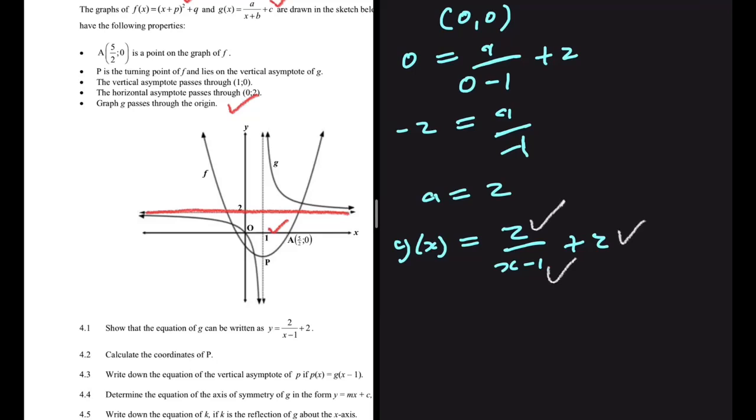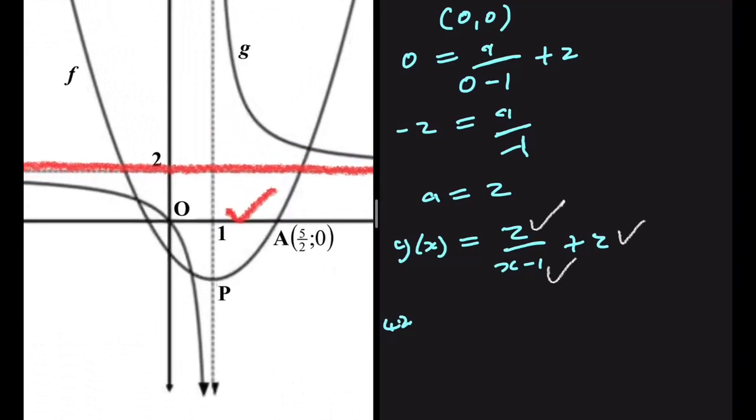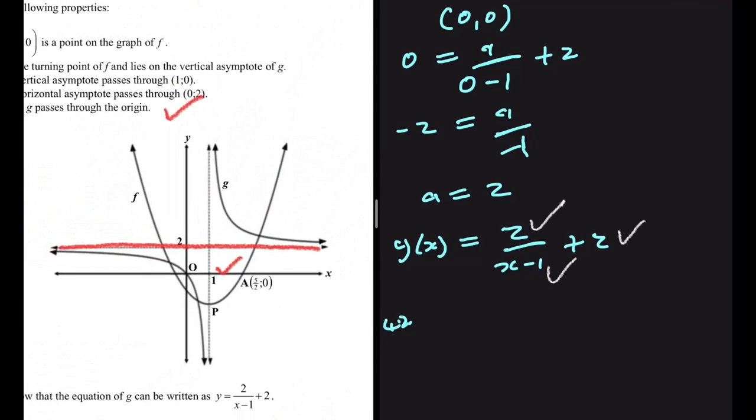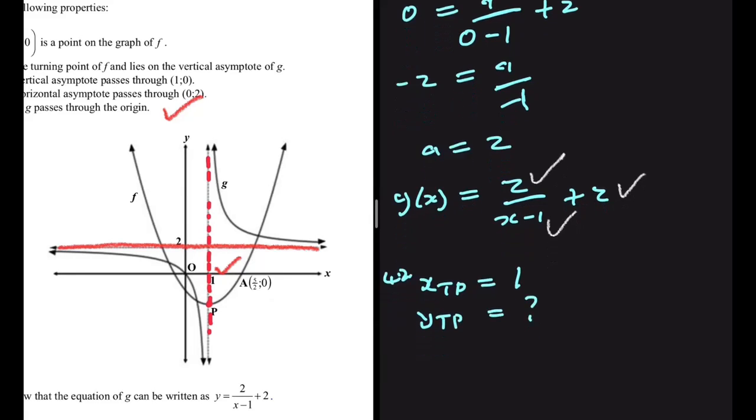Let's move to 4.2. The question in 4.2 is saying let's calculate the coordinates of p. What is p? P is right here. It is the turning point of f of x, but we're given the x value at p, because look at this vertical asymptote. It goes through p, so that tells us that the x at the turning point is equal to 1. Now we just need to find the y at the turning point. It's the only thing we're left with.